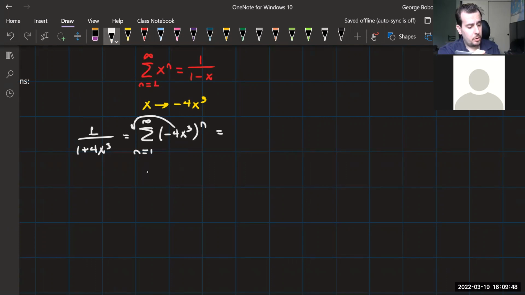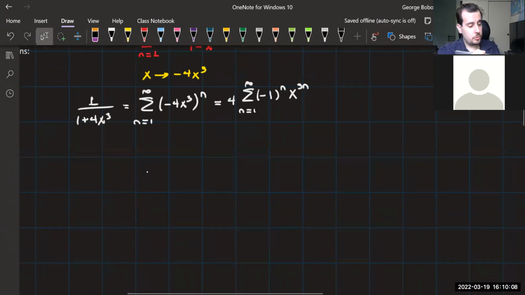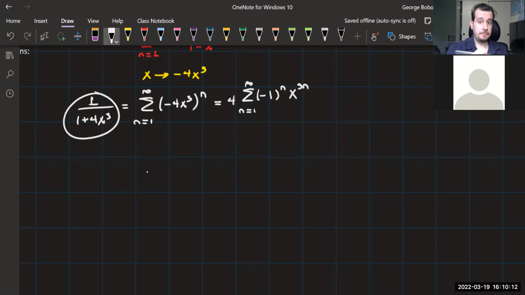The 4 can come all the way out to the front right now. But you have that negative 1 that will give you an alternating series all of a sudden. If you distribute the power in here to these two things, you will get a negative 1 to the n here, Kelly, and then x to the 3n, obviously. So that's actually the power series representation of this guy. You got it right here.